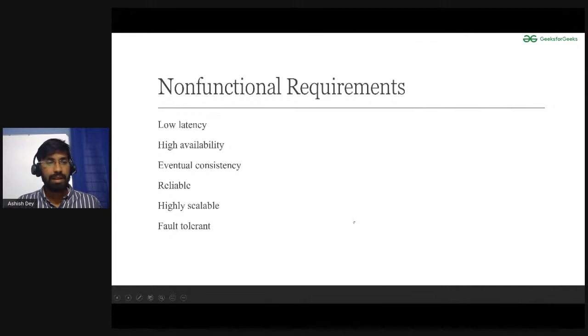But there is quite an overlap between fault tolerance and reliability. So it's okay, you can put fault tolerance as a separate requirement. So that's about functional and non-functional requirements.